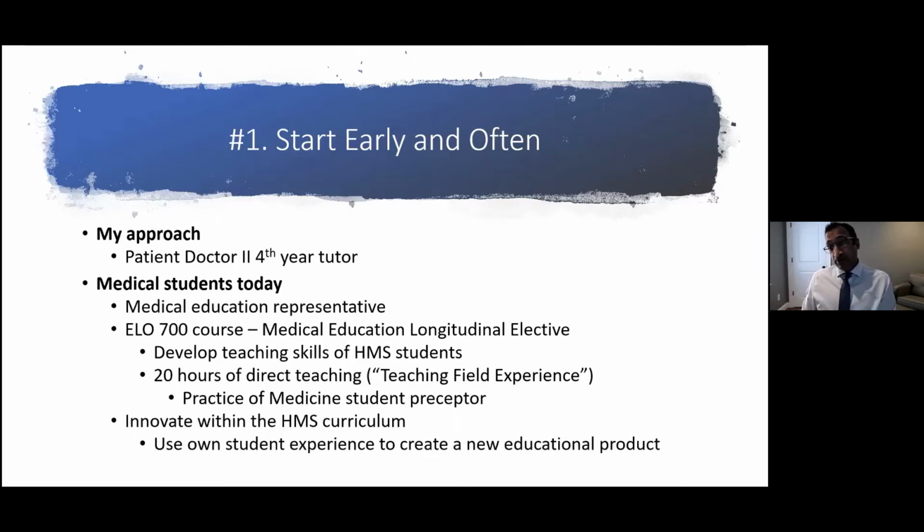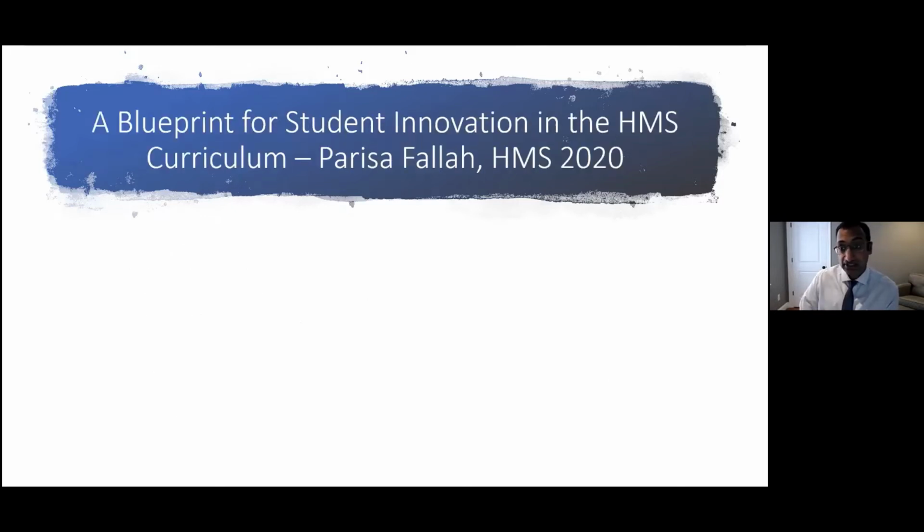The other one is a bit more of a broader concept, and that's innovating within the HMS curriculum. And this can apply to anyone. It does not have to happen within a course, not as a medical education representative, but it's essentially using your own experience as a student to help evolve the curriculum. So I want to give you an example of a student who did this and did a fabulous job of it last year. So Parisa was a third-year student.